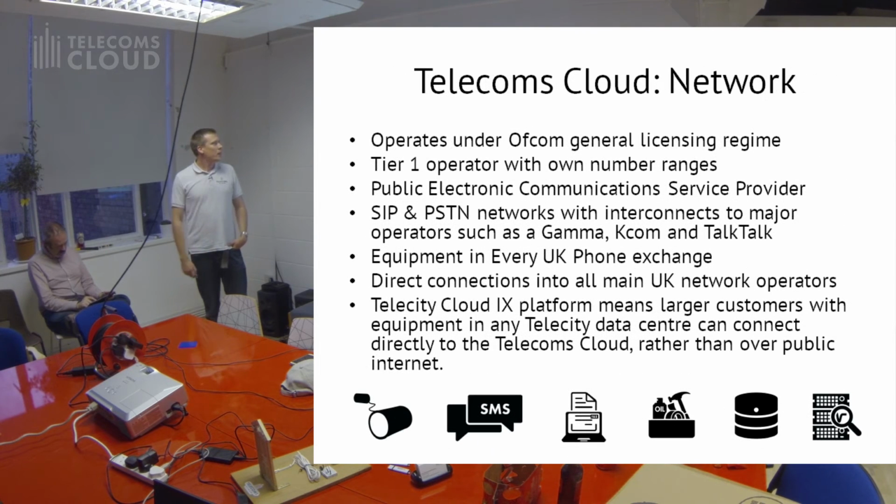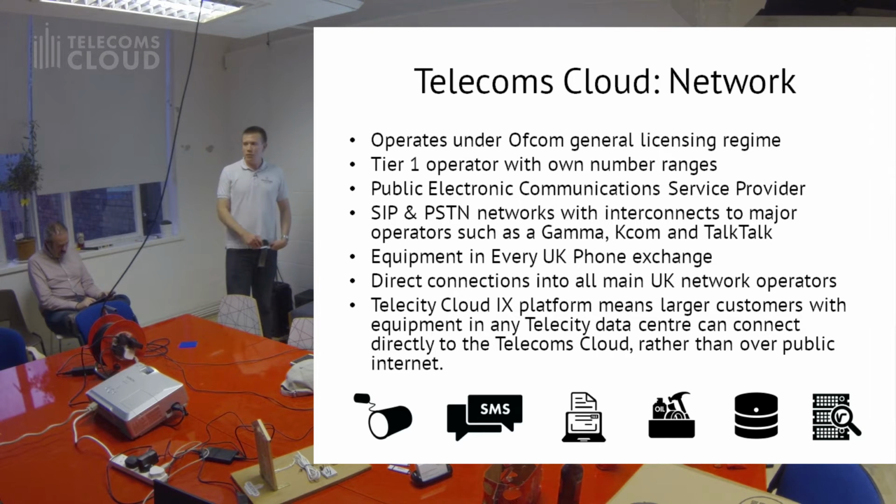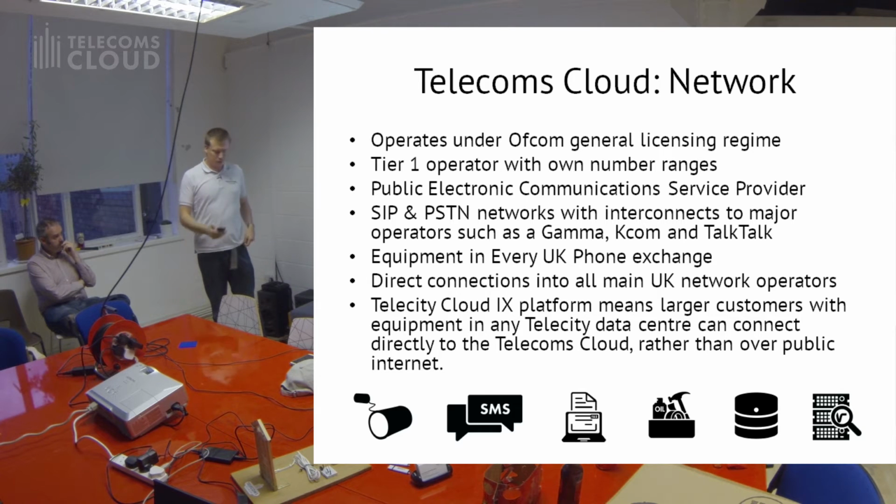So our network, we operate under the Ofcom general licensing regime. Even though we're a team of only 12, we're playing up there with the big boys like BT and Sky and Virgin. So that means we're a tier 1 operator, and we've got our own number ranges from Ofcom. So when you use our own API to check who the owner of a number is on our numbers, it will come back Telecoms Cloud. The official technical term for who we are legally in terms of telecoms is a public electronic communications service provider.